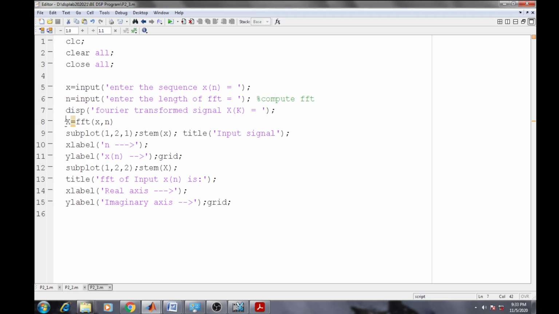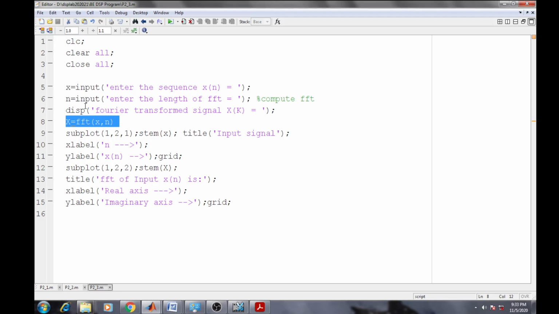Now the code is starting from this point. The earlier three lines are about reading the value of x and reading n. You already heard it, and the third statement helps you display the text, that is, Fourier transform signal X of k. Now the highlighted statement is X equals FFT of (x, n). It is highlighted because now we are going to find the Fourier transform of x of n.